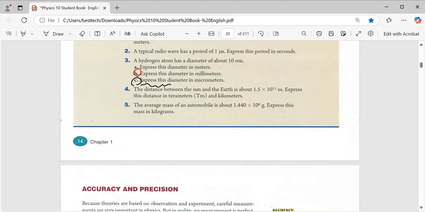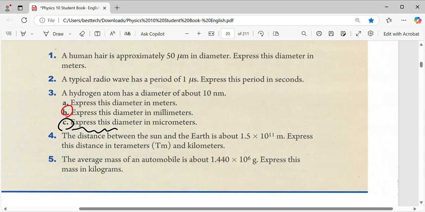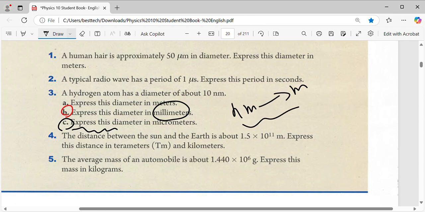We stopped at question 3. We did part A. Part B says express this diameter in millimeters. So now here we have a nanometer, make it millimeter. Guys, there is no rule to convert a nanometer directly to millimeter, so it needs two steps actually. First, you have to convert nanometer to meter, then convert to millimeter.